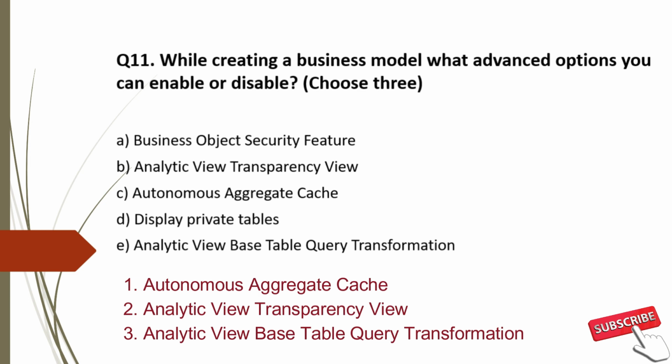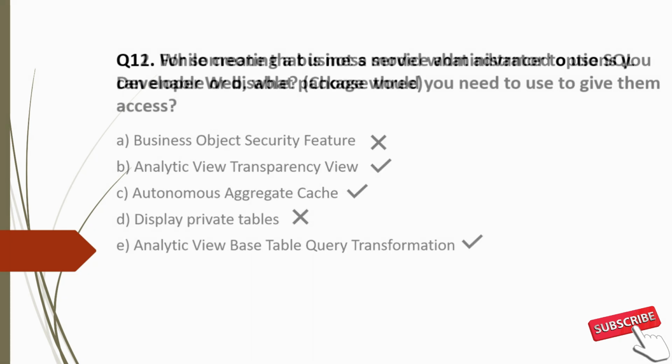Option A, business object security feature. This is incorrect. Option B, analytic view transparency view. This is correct. Option C, autonomous aggregate cache is also correct. Option D, display private table. This is incorrect. And option E, analytic view based table query transformation. This is correct. So the correct options for question 11 are B, C and E.